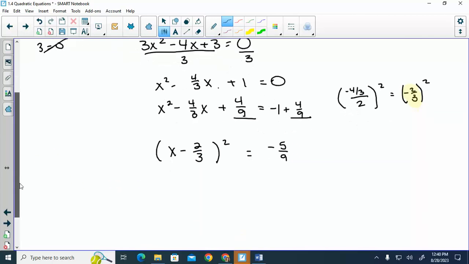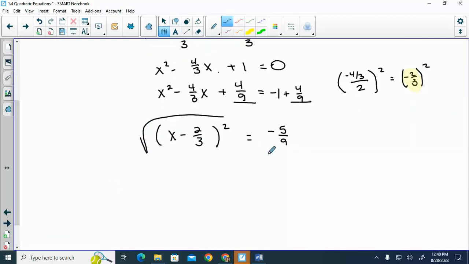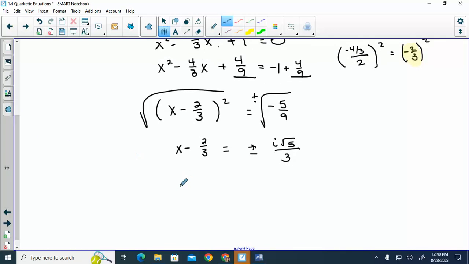Okay, how do we get rid of a square? And with that, we always do plus and minus. So x minus 2/3 equals plus and minus the square root of -5. So that would be i radical 5. Square root of 9, 3. So then final step to get x by itself is to add that 2/3 over. So it'll be 2/3 plus and minus i radical 5 over 3.